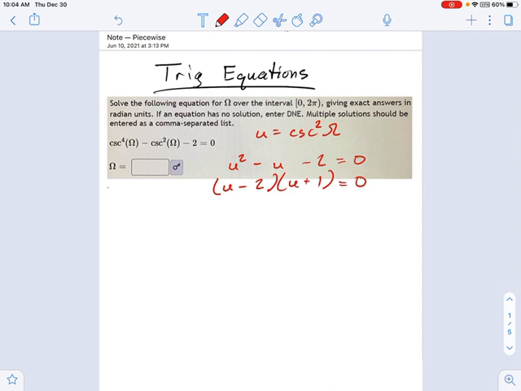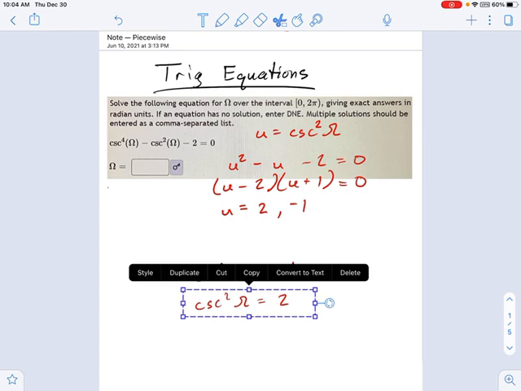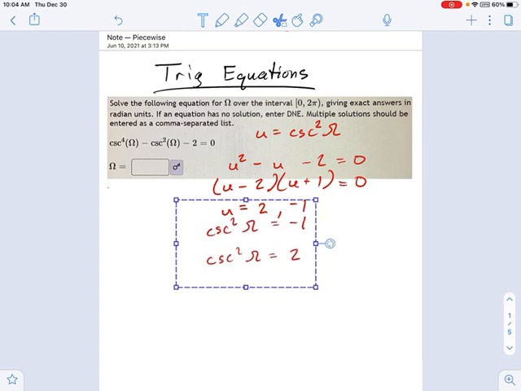Double check your factoring, make sure that's okay. So now we can move on and say what our solutions are. U equals 2 and negative 1. And now we make that substitution in reverse. We don't really want U, we want cosecant squared. So cosecant squared of omega equals 2, and cosecant squared of omega equals negative 1. And I'm actually going to be working with 2 for the most part, so let's move that down here.